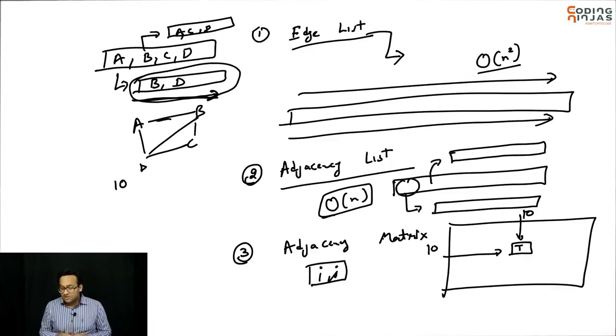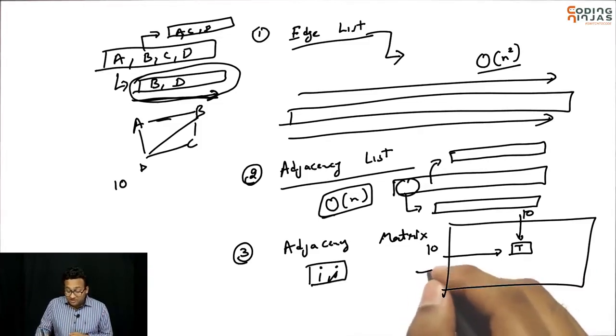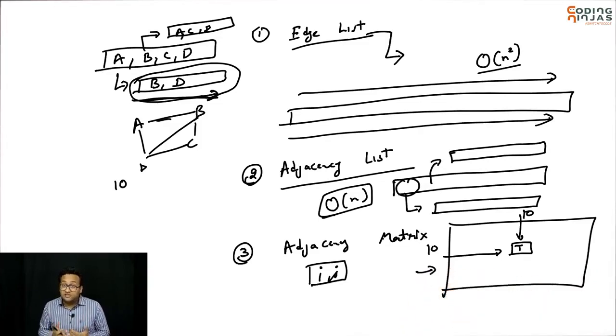Okay, so that's the third implementation that we could do. It's called the adjacency matrix. Adjacency matrix is actually very fast to implement, very easy to implement. We will be using adjacency matrix for all our implementations, but there is a big problem with adjacency matrix. It takes a lot of space.